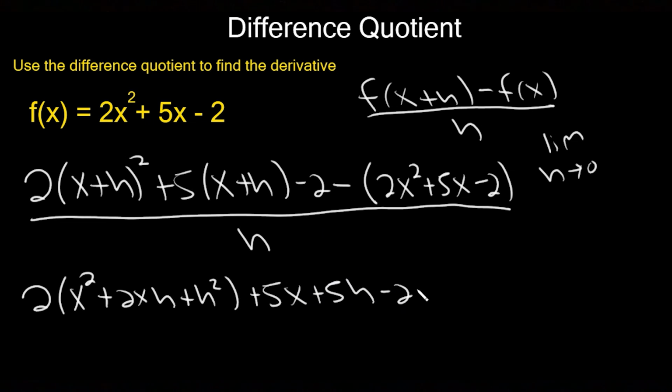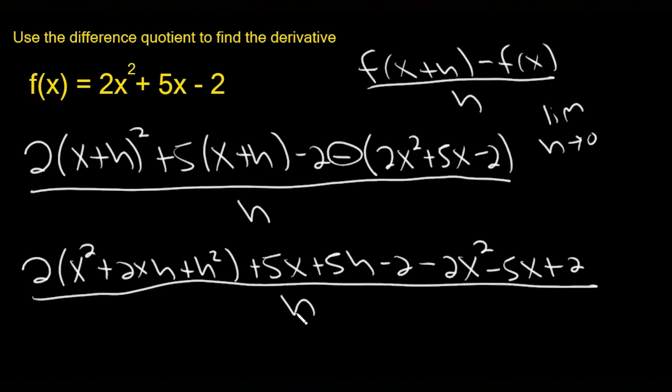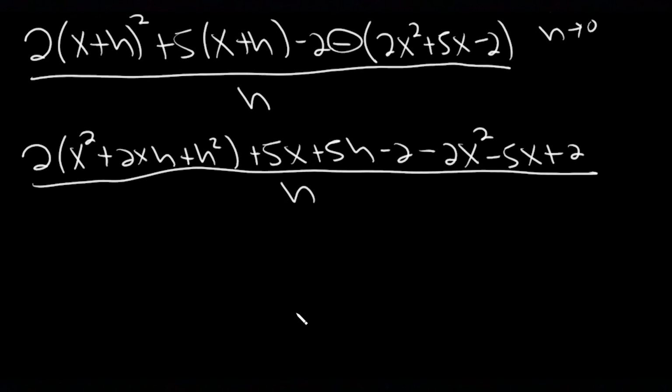Then minus 2. And then again, this negative here is going to change the signs of all of my terms inside parentheses here. So I'm going to go ahead and put negative 2x squared minus 5x and then plus 2. And again, this whole thing is going to be over h, okay? So what can we do from here? Well, first I'm going to go ahead and scroll down. That way I have room. And we're going to go ahead and keep cleaning it up.